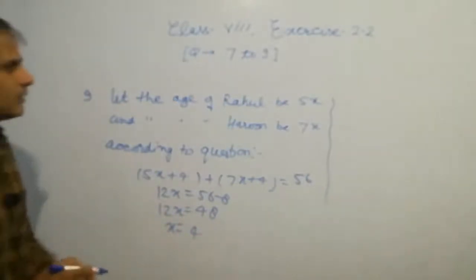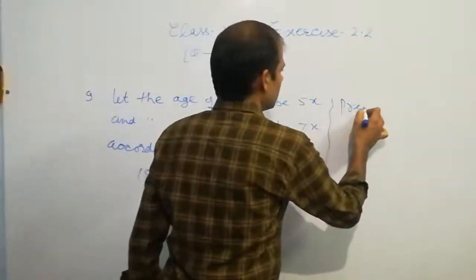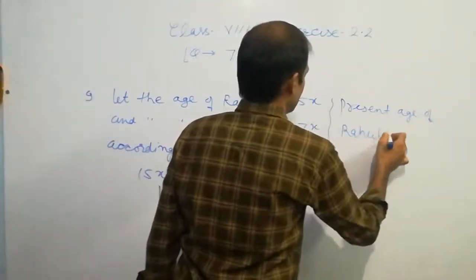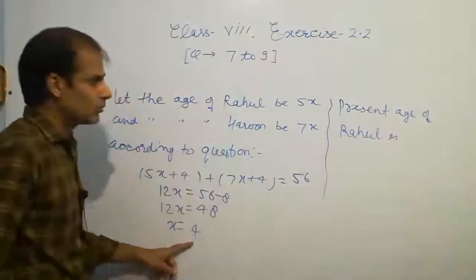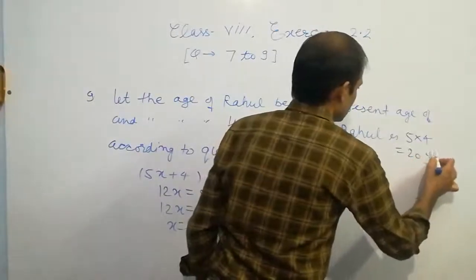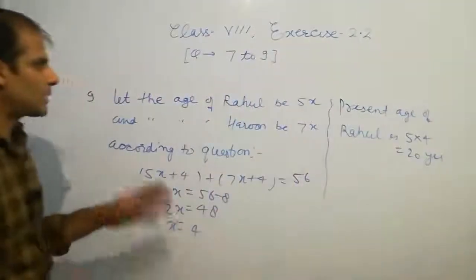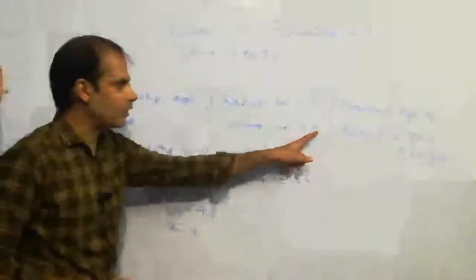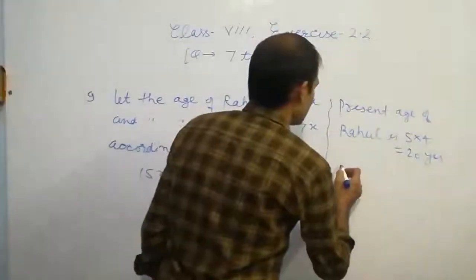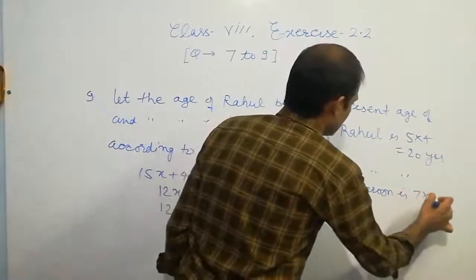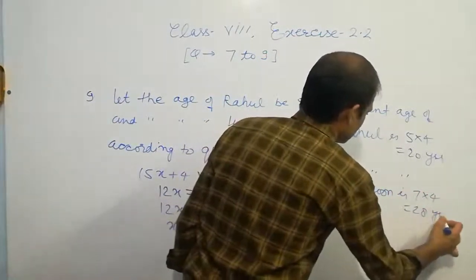Find the present ages. Present ages are 5x and 7x. Put the value of x. So we can write the present age of Rahul is, this is 4, 5 into 4, that is 20 years. Similarly, the present age of Harun is 7 into 4 because x is 4, that is 28 years.